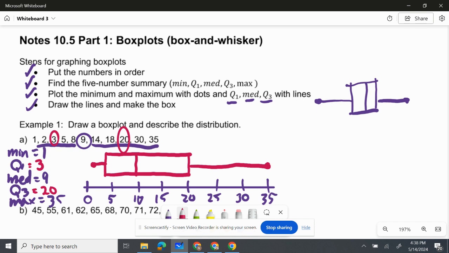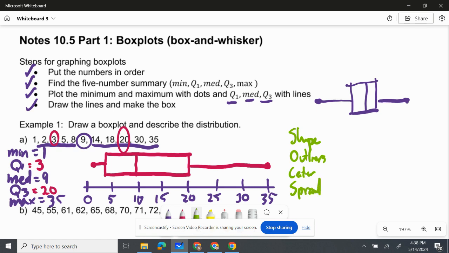Now we're going to describe the distribution. We're going to use the same words that we have before. We're going to talk about our shape, our center, our outliers. Outliers first. Socks, and then our center, and then our spread.